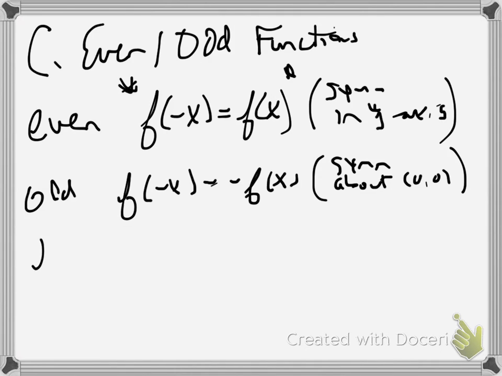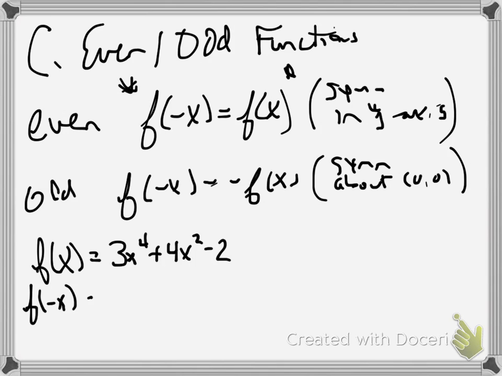Let's look at f of x equals 3x to the fourth plus 4x squared minus 2. Let's put in f of negative x. Anywhere we see an x, now we're going to put negative x in. You might be asking yourself, oh my goodness, how do I do powers of negative numbers or negative variables? Well, remember, I don't really want a numeric value.